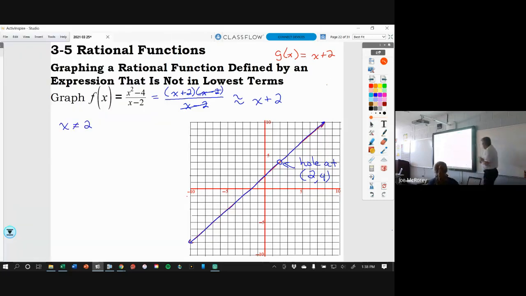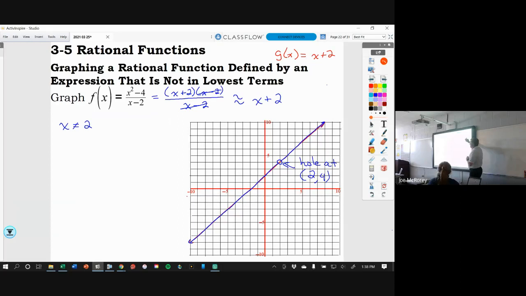Was that it for that one? Yeah, that's that problem. It's done. So remember, if we put it in lowest terms, there might be an asymptote at 2, but that asymptote was canceled. When an asymptote is canceled, a hole is created.